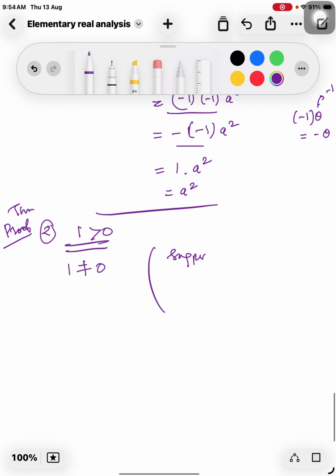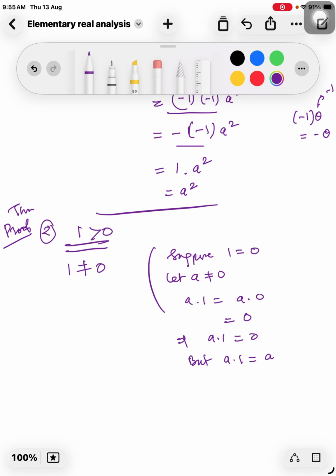Because suppose 1 is equal to 0 और मान लो a कोई भी नॉन ज़ीरो रियल नंबर है. तो अगर a नॉन ज़ीरो रियल नंबर है तो a into 1 will be a into 0 which is 0 because we have proved that any number into 0 is 0. So you get a into 1 is 0 but 1 तो मल्टीप्लिकेटिव आइडेंटिटी है, a इंटू 1 तो a होता है. तो हमारे को इन दोनों ऊपर की स्टेटमेंट से मिल गया a इक्वल टू 0 विच इज़ अ कॉन्ट्रडिक्शन टू द फैक्ट दैट a इज़ नॉट 0 विच इज़ नॉट ट्रू.